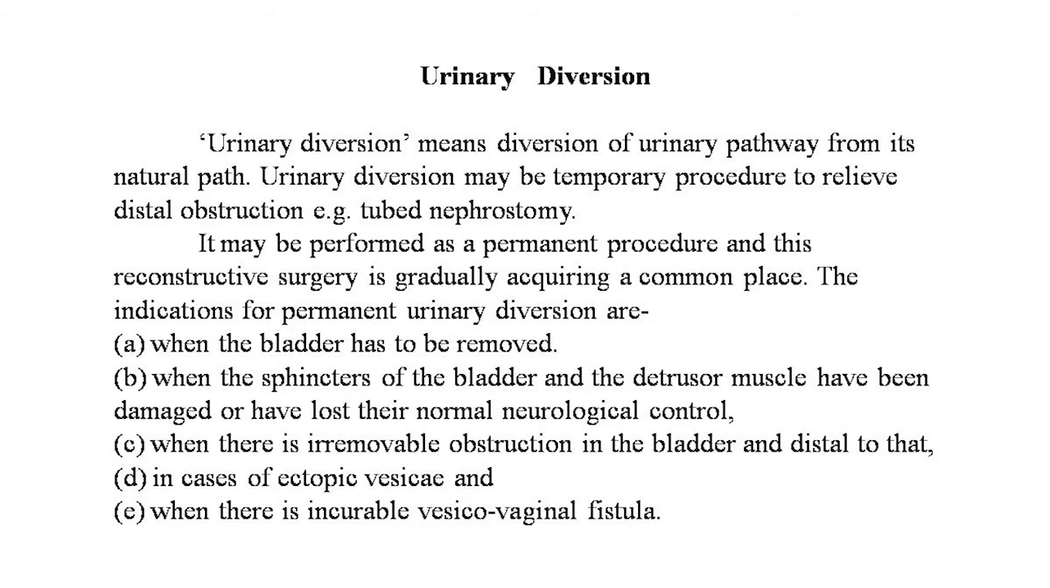The indications for permanent urinary diversion are when the bladder has to be removed, when the sphincters of the bladder and the detrusor muscles have been damaged or have lost their normal neurological control, when there is an irremovable obstruction in the bladder and distal to that, in case of ectopic vesicae, and when there is an incurable vesicovaginal fistula. In all these conditions, urinary diversion is to be made.